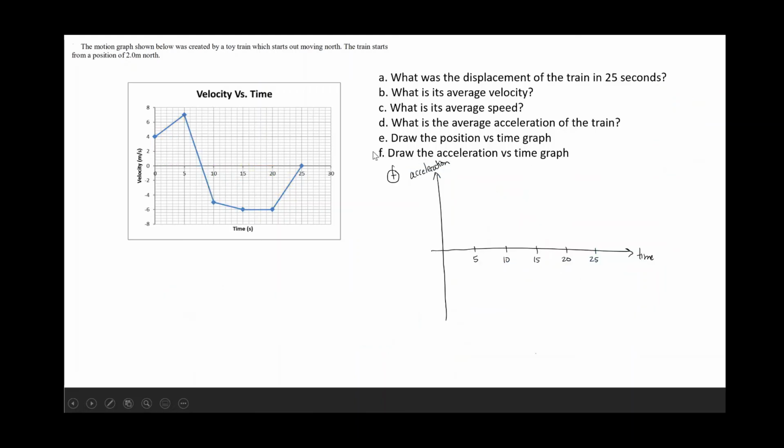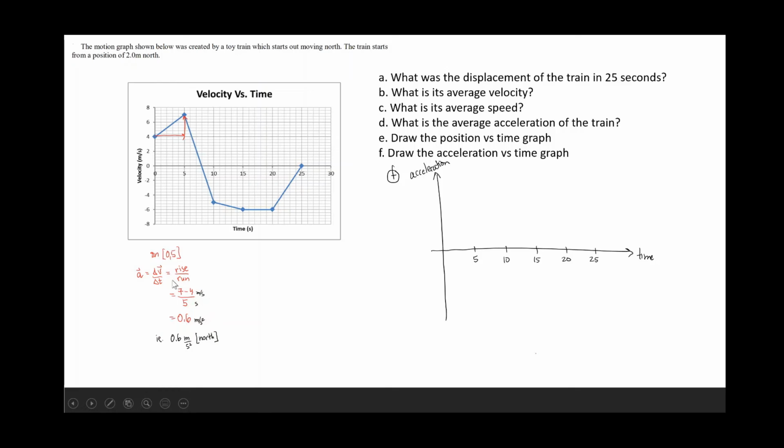Okay, last question, F. Draw the acceleration versus time graph. So I've set it up with our time intervals going by 5s. And we're going to look at the interval from 0 to 5. So to find acceleration, we know that it's slope of the velocity or the derivative of the velocity. So slope here is going to be rise over run. So rise here is 3 and run is 5. So we have 0.6.